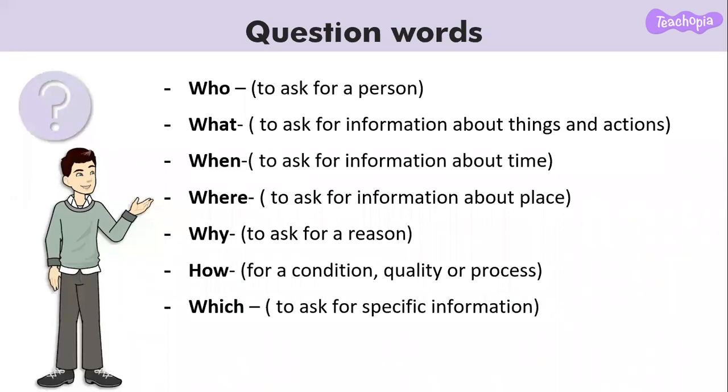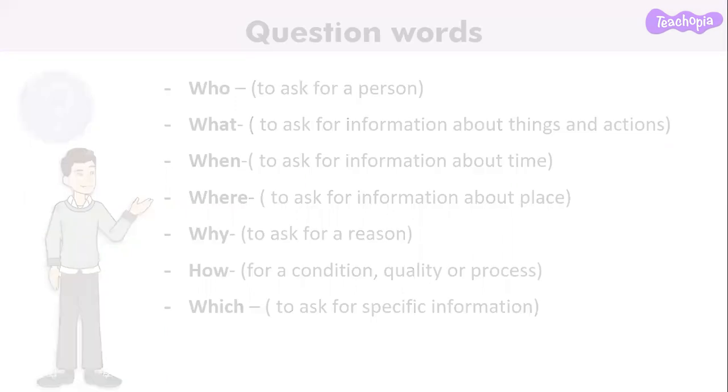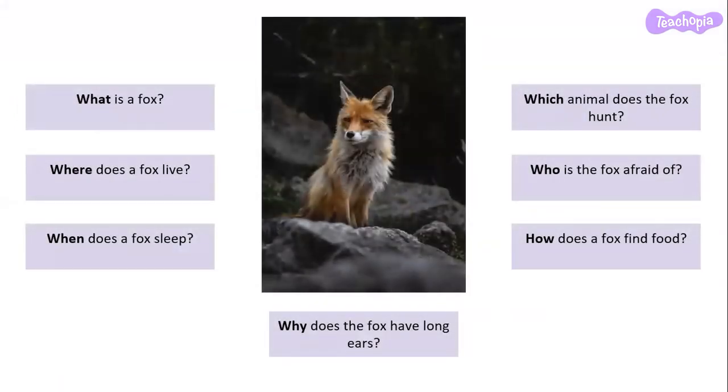When our answer is something related to time, then we would start our question with when. We use the question starter where when we need to ask about a place and information about place. If you want to know some reason, then we would start our question with why. To know any condition, quality, or process, we would start our question with how. And to ask any specific information, we would start our question with which. Now let's see an example of how these 7 question starters work.